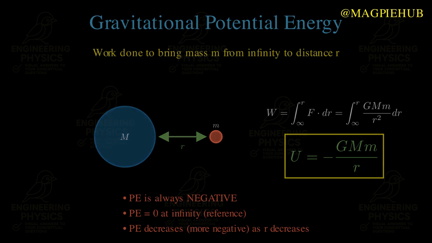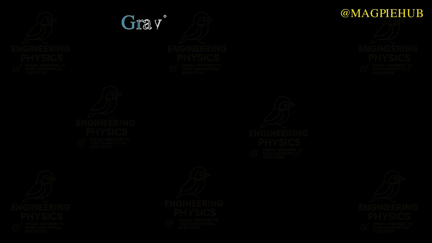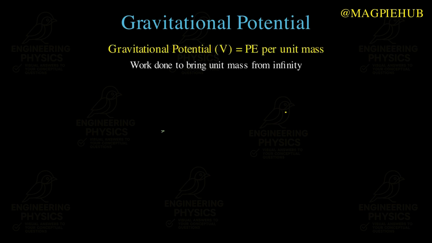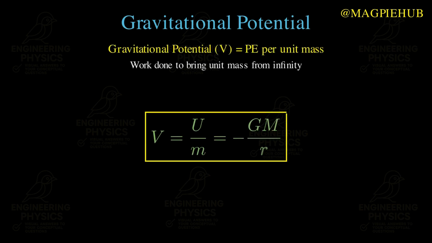The gravitational field E is the negative of the gradient of potential. E equals negative dV by dr. At Earth's surface, V equals negative gR. SI unit is joule per kilogram or meter squared per second squared. Potential is a scalar quantity, making calculations simpler.